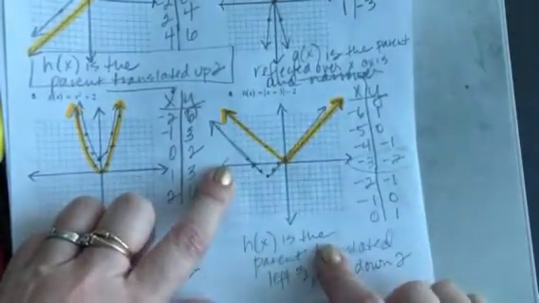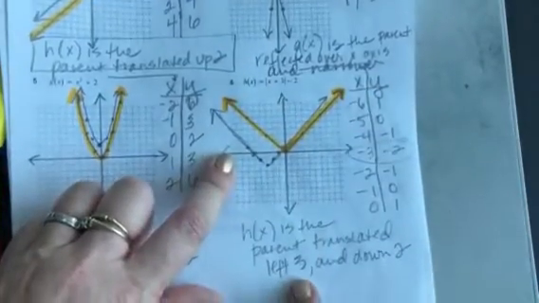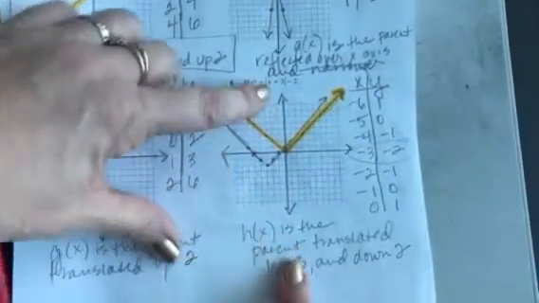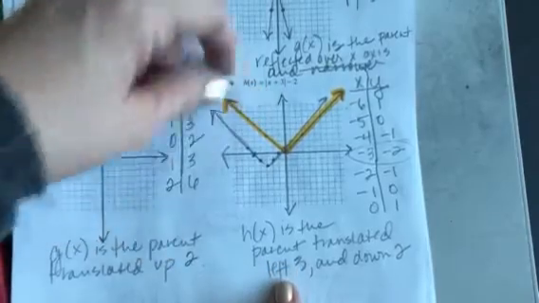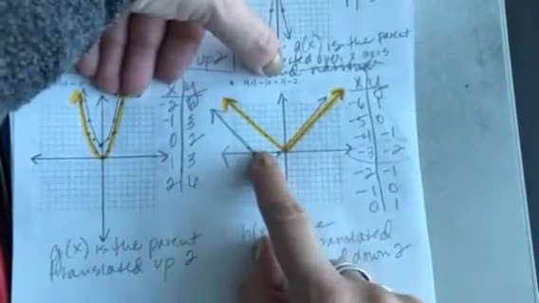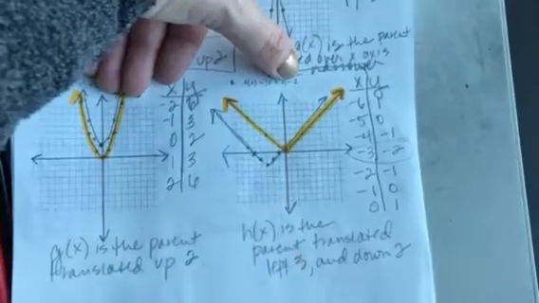Down here, the parent, in yellow, h of x, moved over this way, you guys. H of x is the parent translated. This plus 3 in here made it move left 3. This minus 2 out here made it go down 2.